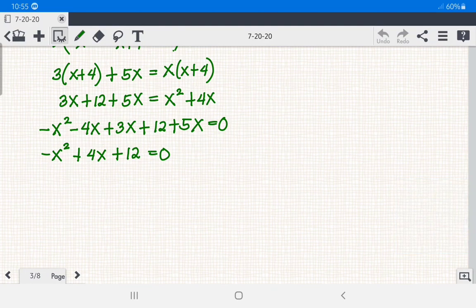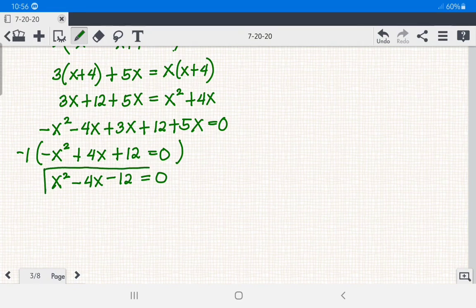The next, let us make the quadratic term positive. So multiply both sides by negative 1. Okay, so let us multiply this by negative 1. So we have negative 1 times negative x squared, we have x squared. Negative 1 times 4x, we have negative 4x. Then negative 1 times 12, we have negative 12 equals 0. So this is now the equation in standard form.